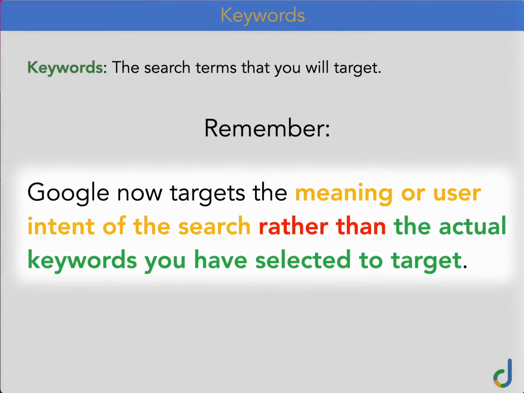So we are going to go through and discuss the different targeting options that you've got in Google Ads, because there are 3 different types. But when we get to the keyword module, I will break this out further. But the main thing I want you to really understand right now is that Google targets the meaning or the user intent of the search rather than the actual keywords that they've selected to target.